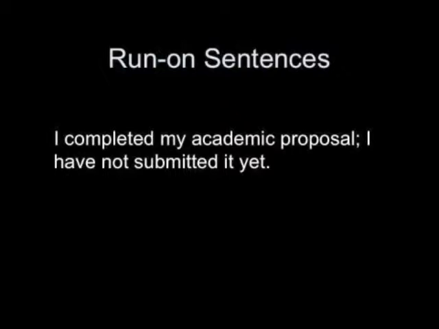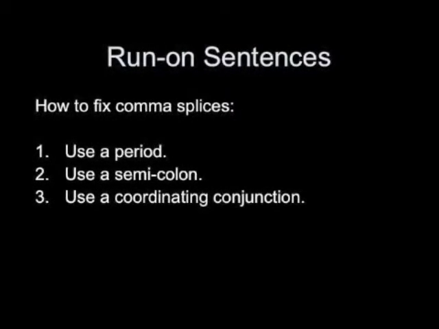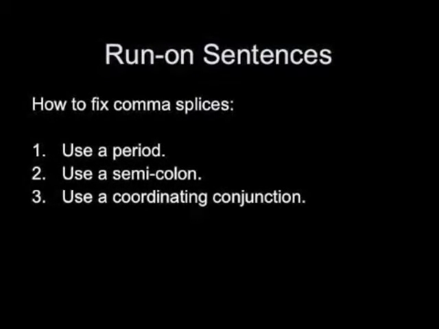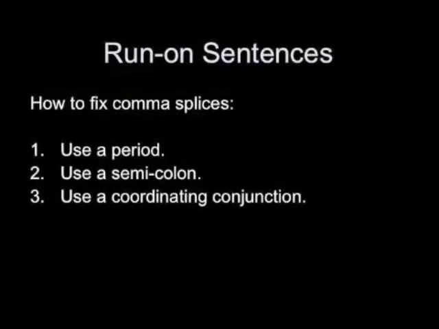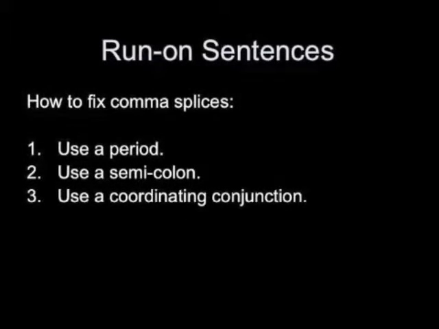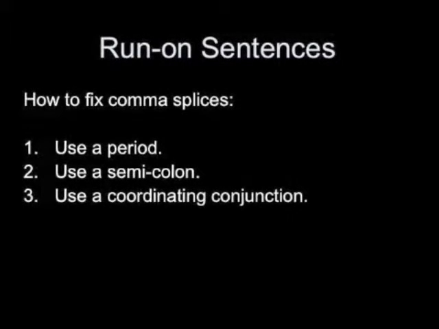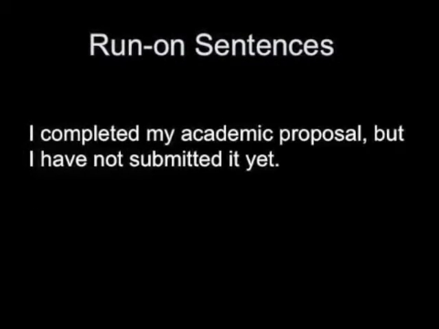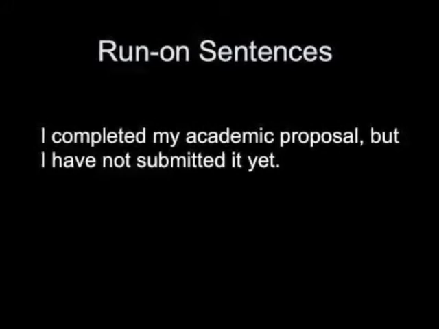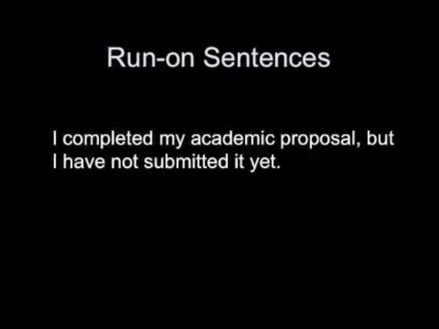There are other ways to fix comma splices. You could use a coordinating conjunction. These are the words for, and, nor, but, or, yet, and so, sometimes called, I'm sorry to tell you, the fanboys, because the first letters make that acronym. If you use a coordinating conjunction with a comma, that gives the comma enough strength to join the two complete sentences. So you could say something like, "I completed my academic proposal, but I have not submitted it yet." The comma by itself isn't strong enough, but the comma with the "but" is strong enough to join two complete sentences.